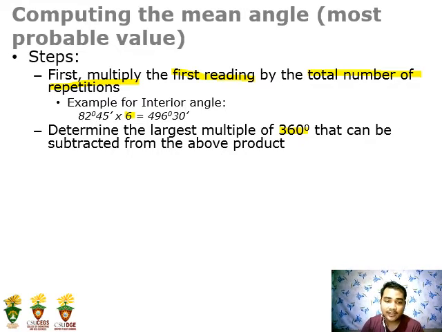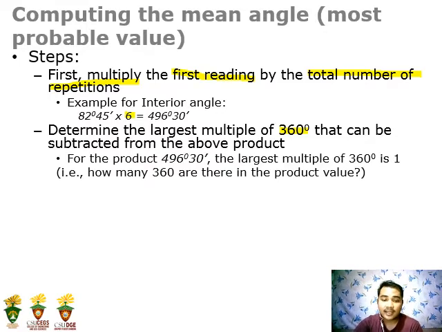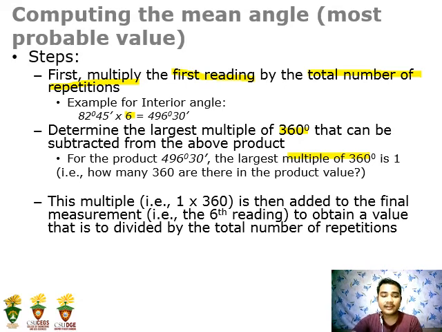So in this case, 496 degrees and 30 minutes is a multiple of 360. Again, how many 360s are there in the product value above, which we got from our first reading times the number of repetitions. The multiple we got earlier is 1, so that one multiple of 360 is then added to the final measurement, which is the 6th reading, right?